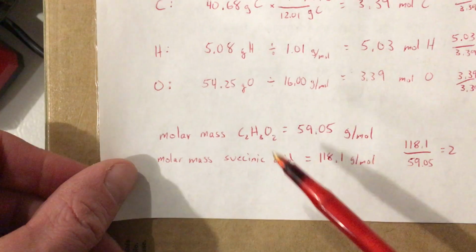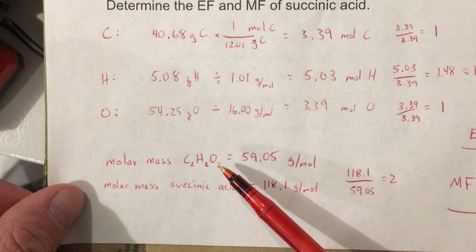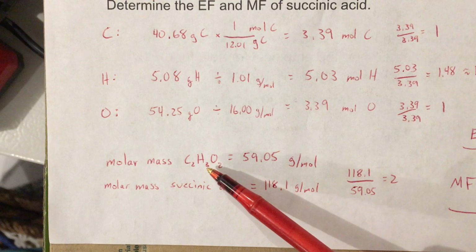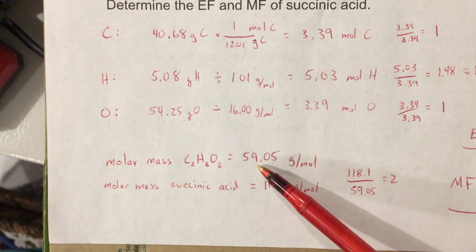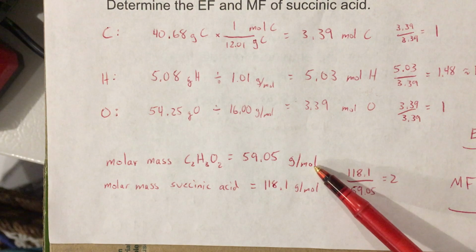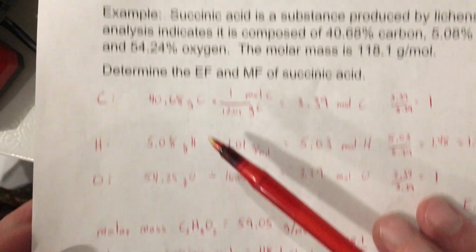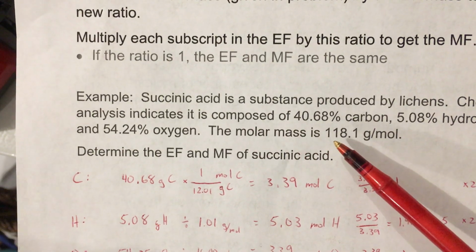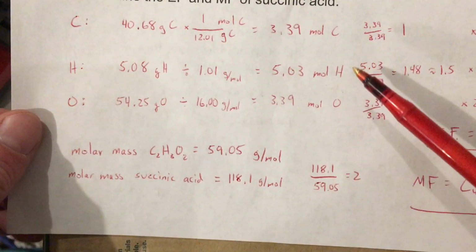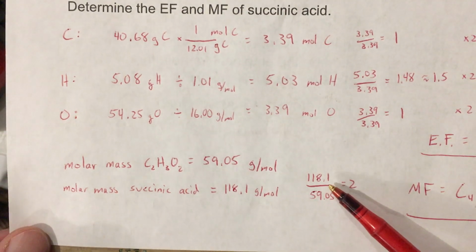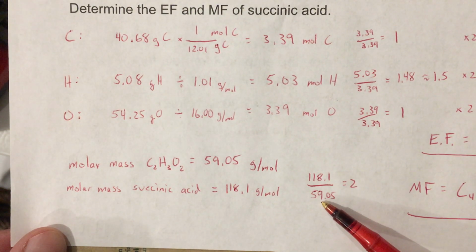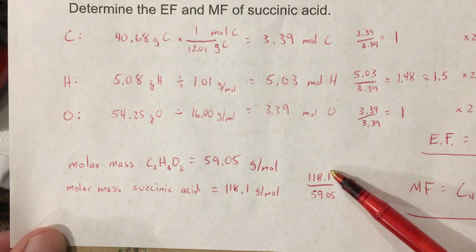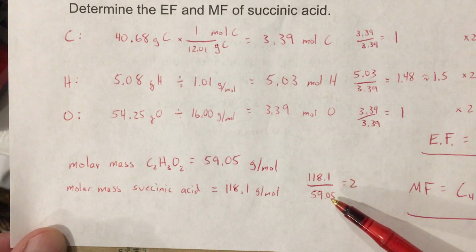And then we have to find the molar mass of that empirical formula. So I will leave that for you to verify, but just adding up 2 carbons, 3 hydrogens, 2 oxygens gives you a molar mass of 59.05 grams per mole. And then in the problem up here, it says that the molar mass of the succinic acid is 118.1 grams per mole. So you take the given molar mass divided by the empirical formula's molar mass, and that's exactly a 2-to-1 ratio. So that tells us that the molecule has twice as much as the empirical formula.